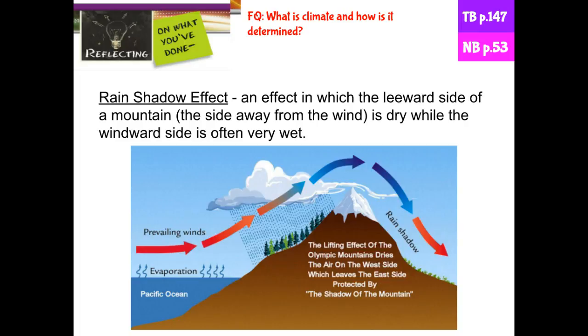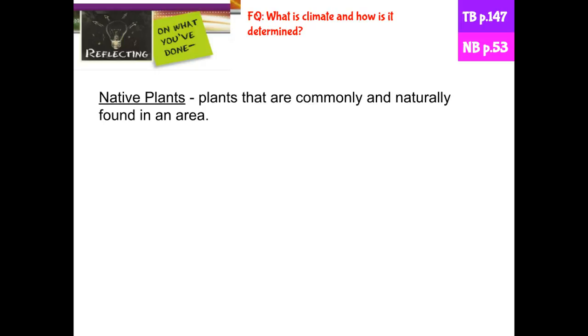Rain shadow effect is an effect in which the leeward side of a mountain, the side away from the wind, is dry, while the windward side is often wet. And as you can see in the diagram here, what's happening is you get evaporation happening on the windward side, and then the lifting squeezes out all the moisture, which creates a rain shadow, dry side on the opposite side of that mountain. And then finally, native plants. Native plants are plants that are commonly and naturally found in an area.